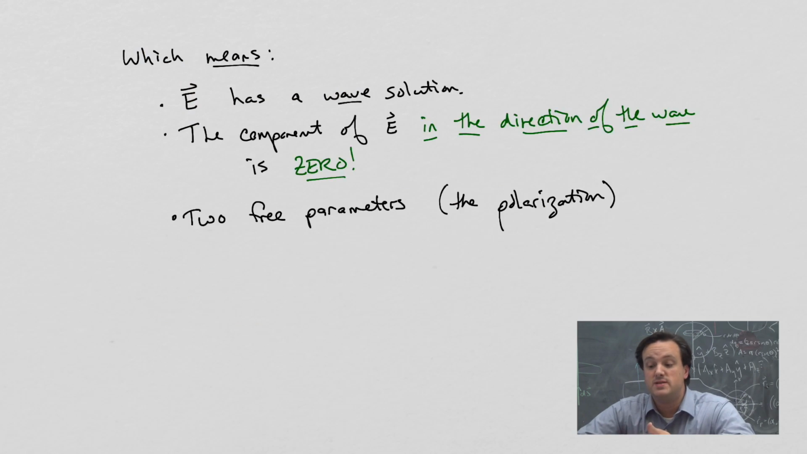And so what we did was we said that the electric field has a wave solution, and the component of the electric field in the direction of the wave always has to be zero. What we're left with are two free parameters, the amplitudes of the electric field in the other two directions. Those are known as the polarization vector, right? And they tell us, in that orthogonal two-dimensional space, where the electric field is.